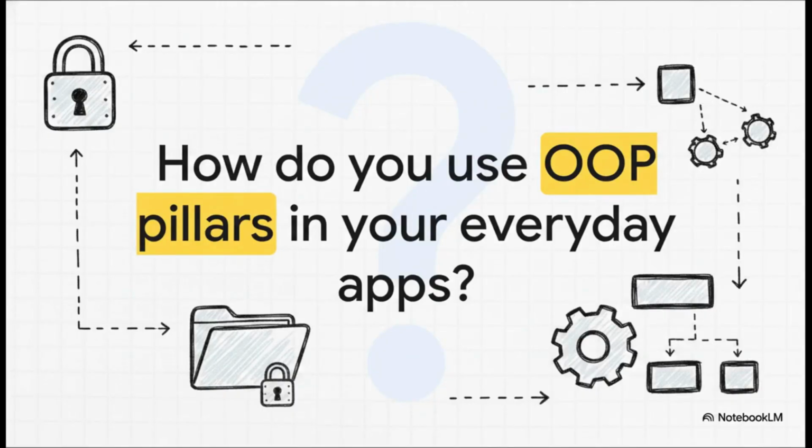So, as we wrap up this explainer, I want to leave you with a bit of a provocative question to chew on. How are you using these OOP pillars in the apps you build every day? Seriously, I challenge you to look at your own code today and spot exactly where you're encapsulating, where you're hiding data, and where you're abstracting complexity. Because honestly, spotting these concepts in the wild, that's how you truly master them.